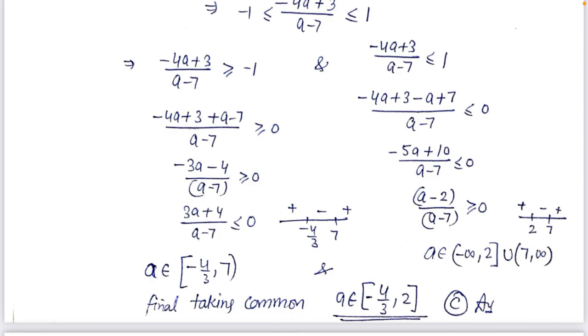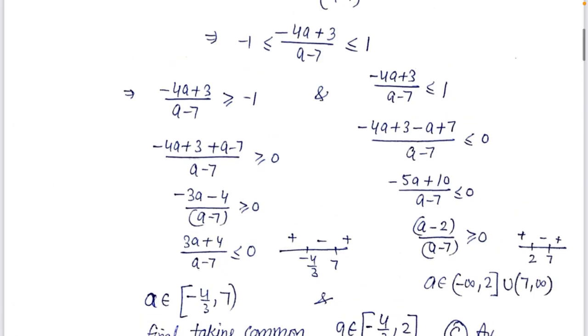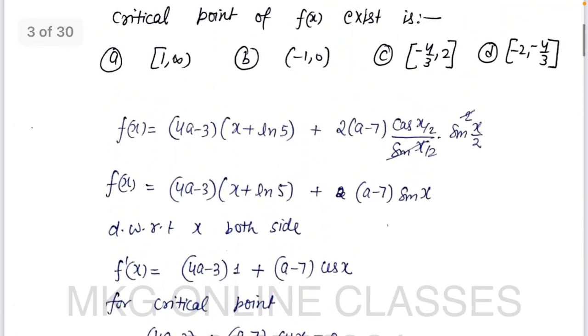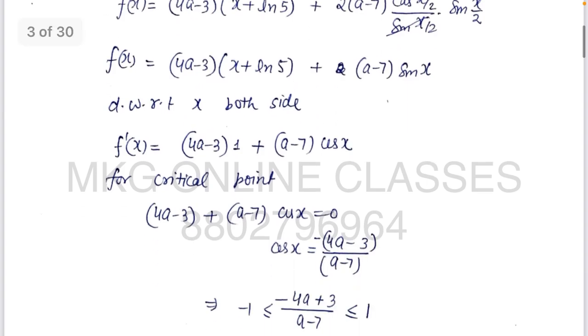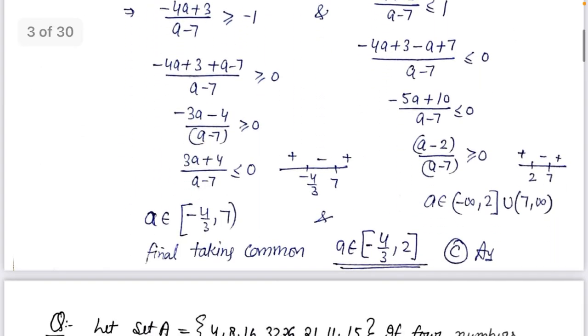At 7 it would be an open interval, because a minus 7 is in the denominator, so a cannot be 7. Taking the common of these two intervals, I will be getting a belongs from minus 4 by 3 comma 2. So which option was correct? Option C is the correct one, minus 4 by 3 comma 2. I hope this should be clear to everyone.